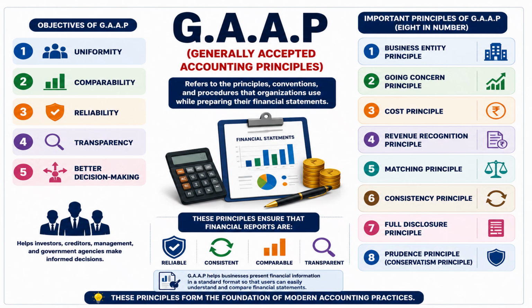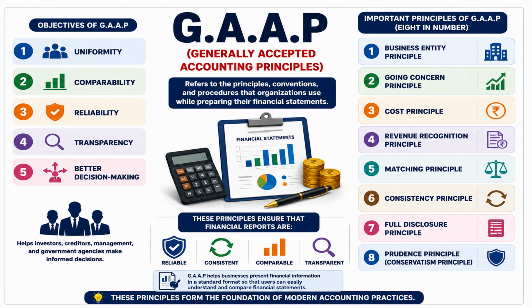It ensures that accounting practices remain consistent across organizations. Second, comparability. It allows investors and stakeholders to compare the performance of different companies. Third, reliability. It ensures that financial information is accurate and trustworthy. Fourth, transparency. It promotes clear and complete disclosure of financial information. Fifth, better decision-making. It helps investors, creditors, management, and government agencies make informed decisions. Let us discuss important principles of generally accepted accounting principles.